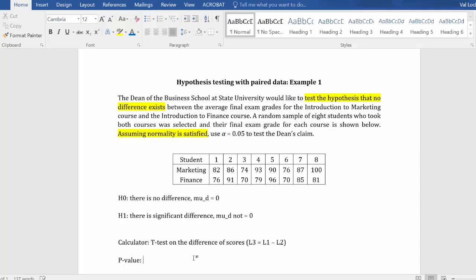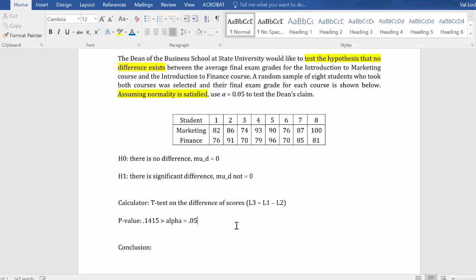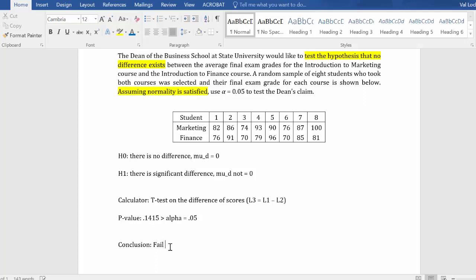The p-value was what? 0.1415. That is way bigger than alpha, which was what? 0.05. So what is my conclusion? We fail to reject the null hypothesis. There is insufficient evidence to claim what? To claim that there is a significant difference in final exam scores for the two classes. There is not much difference.